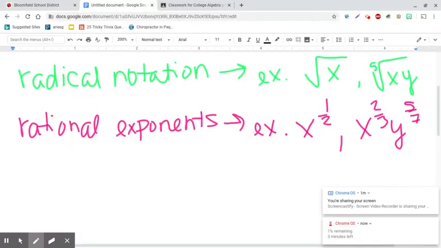Okay, so if we want to continue with this, what we're doing this week is we are just taking stuff in radical form and putting it in rational exponent form, and then taking stuff in rational exponent form and putting it into radical notation form.